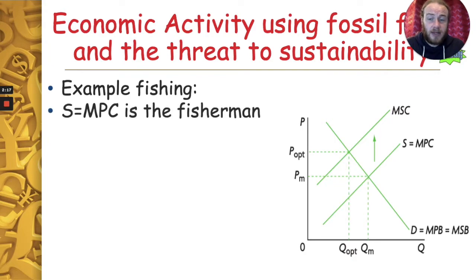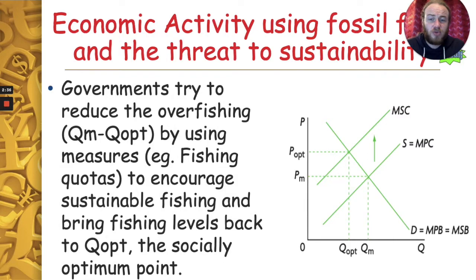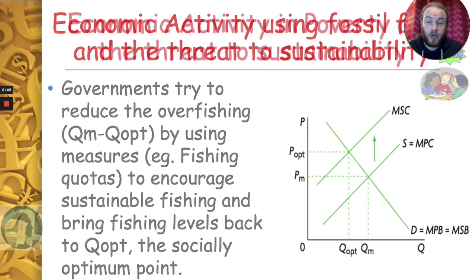So, the example we're going to use here is fishing. Okay, in our diagram S equals NPC is the fisherman. However, the overfishing of the fishermen, depleting the fish stocks, results in an external cost shown as the social cost there in MSC. So the fisherman is producing at S equals NPC, but they're overfishing. They should really be only producing at the MSC curve. Okay, the government tries to reduce the overfishing, reducing the quantity from QM to QOPT by using various different measures, for example, fishing quotas. This is to encourage sustainable fishing, to bring fishing levels back to the point of QOPT, which is their socially optimum point.